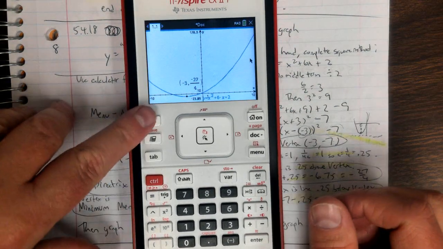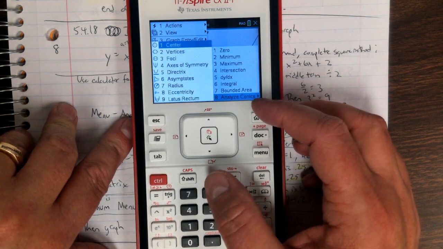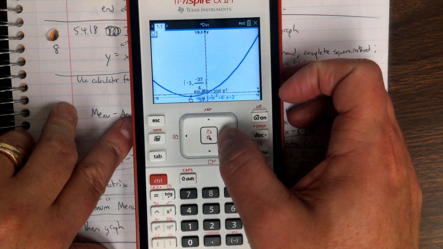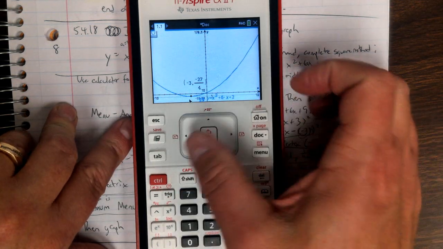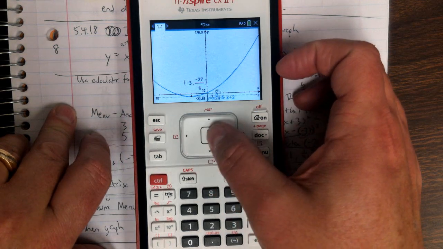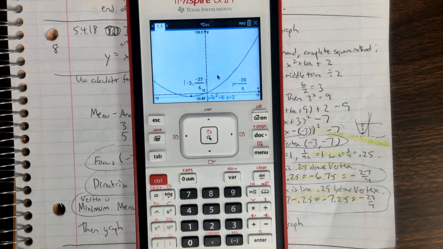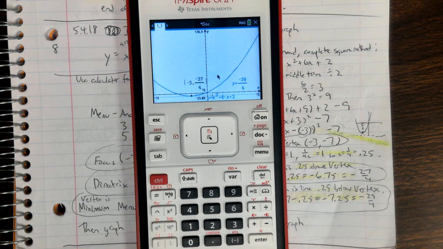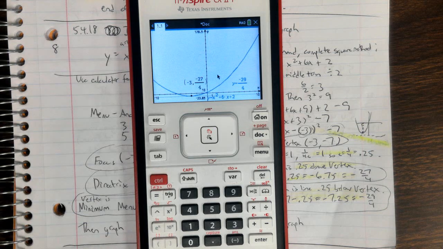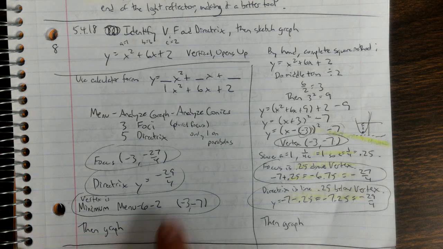Then the other one, menu, analyze, analyze. This time we want directrix, which is 5, and so we just move our mouse over a little bit. Click, there's that line, and again press escape and then move it. And there is your y equal -29, which is exactly what we got over here. So this problem in particular would be really good for you to practice on. I'm sure you're going to see it again. And then you would just have to graph it.